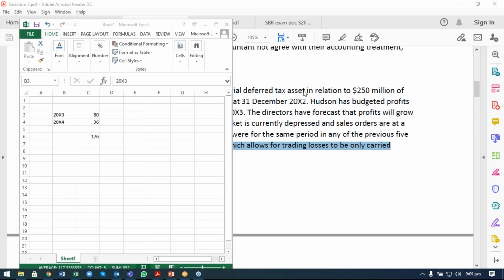If the total loss within 31st December 2003 is 250 million, then in 2003 year end we can claim a carry forward tax loss of 80 million, and for the next year in 2004, if the 20% increase in profits of Hudson is valid, then we can again claim 96 million out of the 250 million in the year ended 31st December 2004. So the total value would be 176 million rather than 80 million. Is it clear?